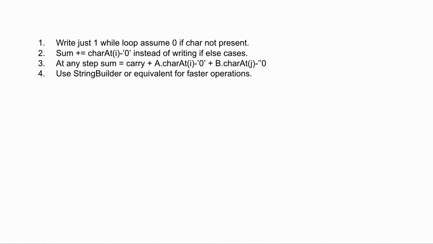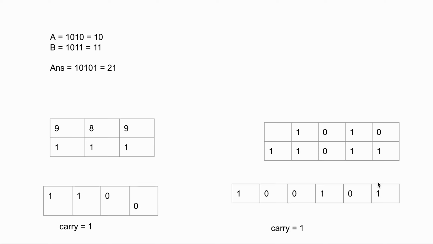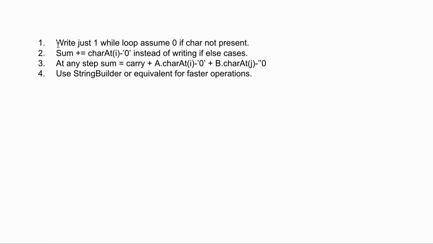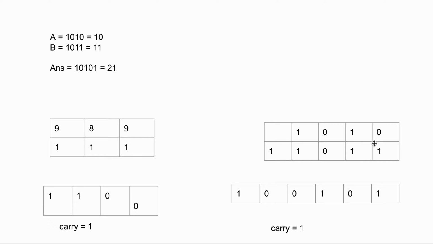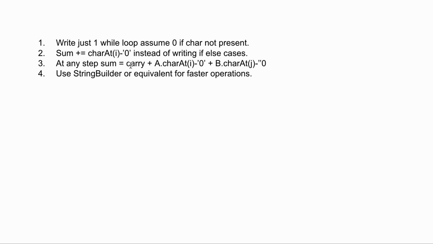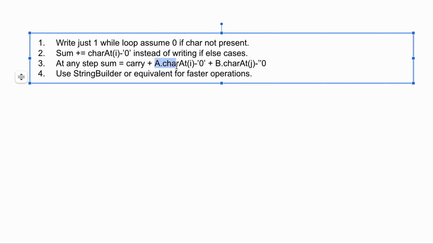So let's dive into what are the conclusions that we just drew from this particular example. The first thing is we will just write one while loop, and we will assume that if there is no character, we can safely assume it is 0. The second thing is, instead of writing all the options, is it safe that we can just add these numbers? Yes, that is what I am doing here. Instead of doing that, we can just add these two characters, right? What it is doing is, if it is 1, this will be 1. If it is 0, it will be 0.